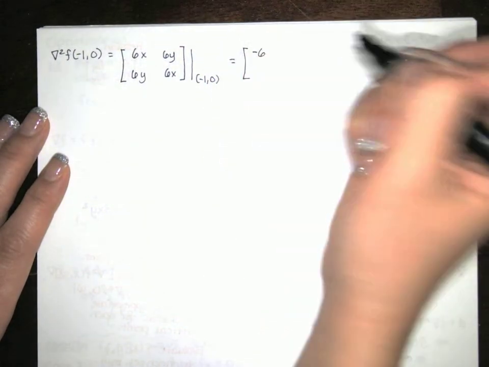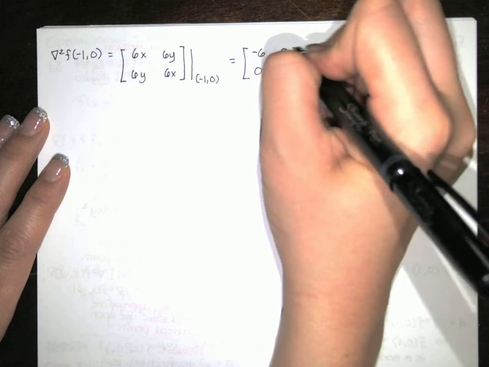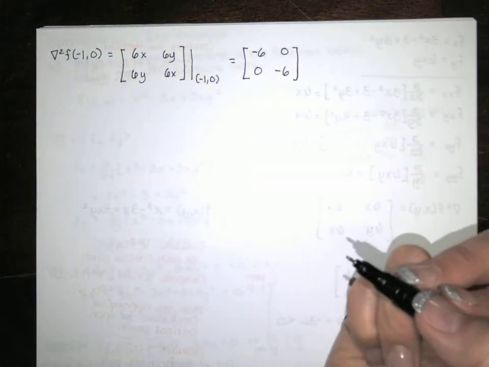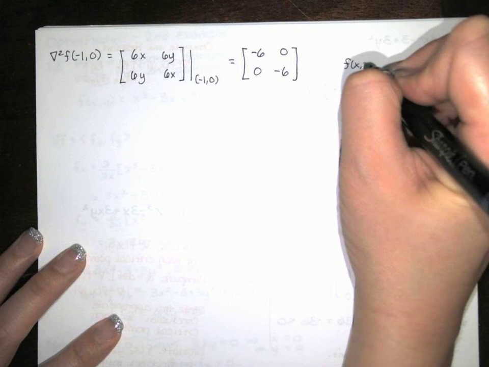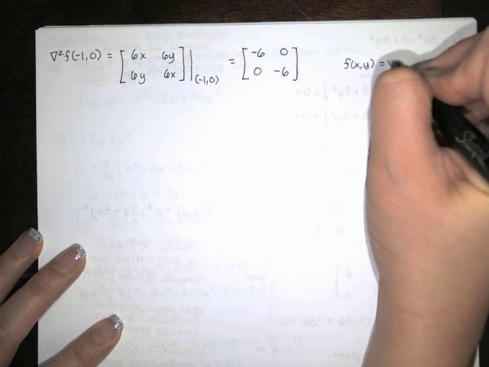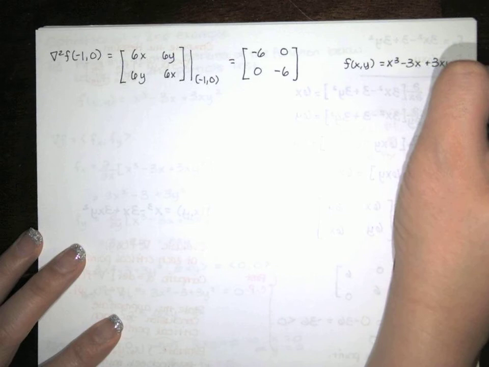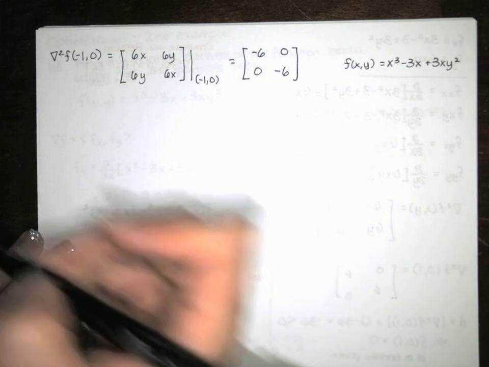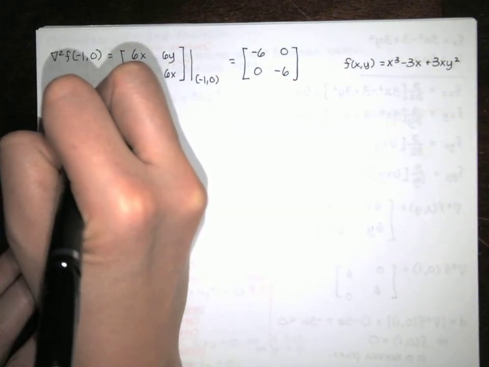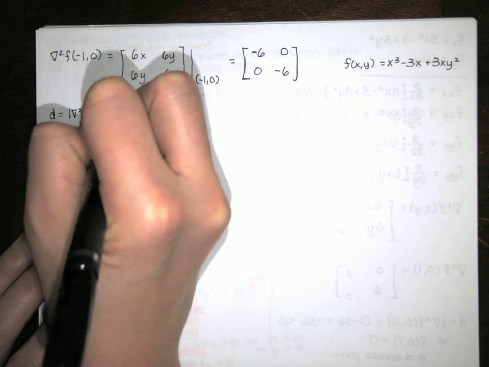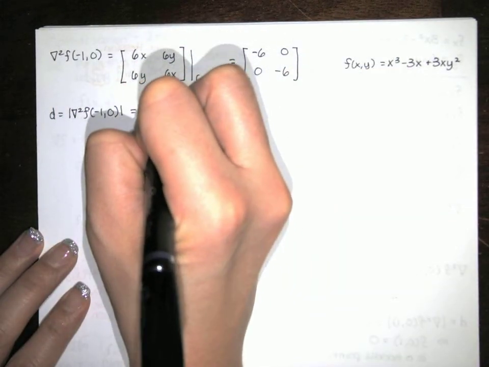X is negative 1, so we get negative 6 on that diagonal. Y is 0, so we get 0 and 0 on that diagonal. And remember, our function was x cubed minus 3x plus 3xy squared. Okay, now we'll take the determinant of the Hessian. So we get 36 minus 0.